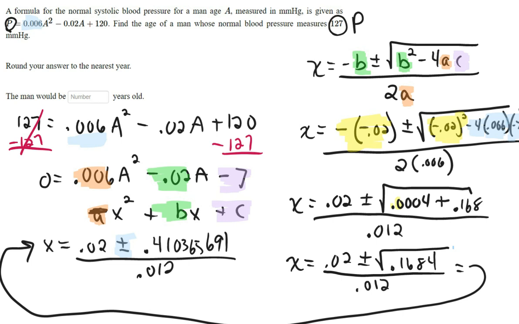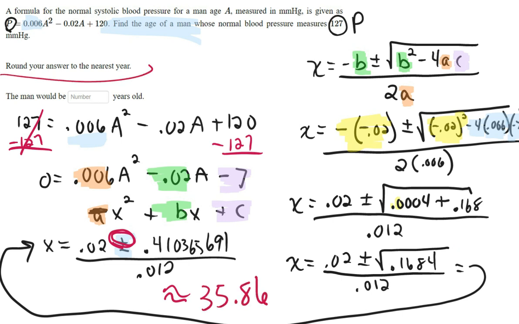And we are looking for the age of a man. You can't have negatives. So we're only going to be calculating the top part, the plus. On my calculator, I'm going to take the 0.02 and add it to the 0.410365691, equals, and then divide that by 0.012, and I get approximately 35.86. And it does say round your answer to the nearest year, so I'm going to go with 36 years old. And that is my answer.